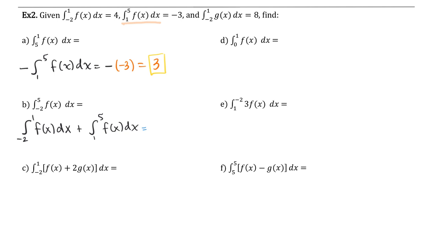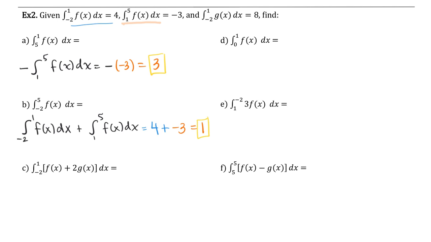So this is going to be, what is this? 4 plus negative 3, which is 1. And if it didn't ask me to algebraically show my work, I would probably just say 4 plus negative 3 is 1, or something like that. So do show a step, but you don't have to necessarily show the algebra work.